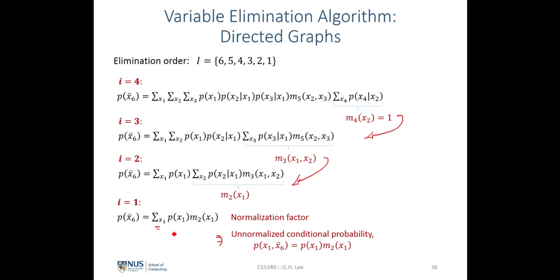We can also obtain the unnormalized conditional probability without the marginalization of X1. This means that we'll stop at the marginalization of X2, and this message here multiplied by P1 will give us the unnormalized probability of X1 and X6, which we can then divide by the marginal probability of X6. With this, we can obtain the conditional probability of X1 conditional upon X6.